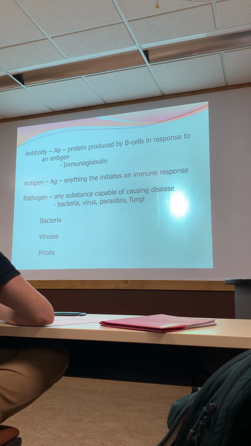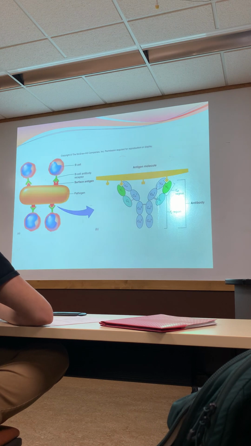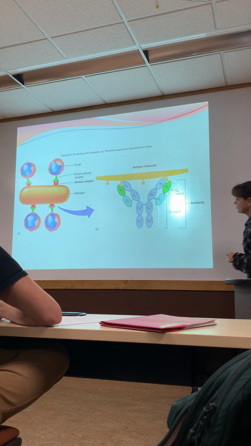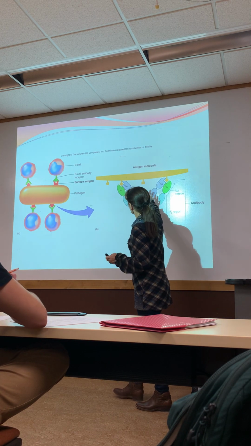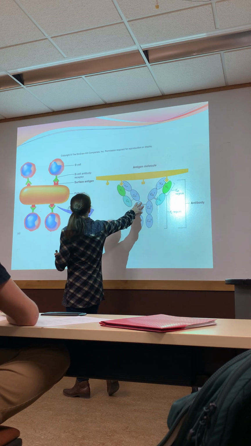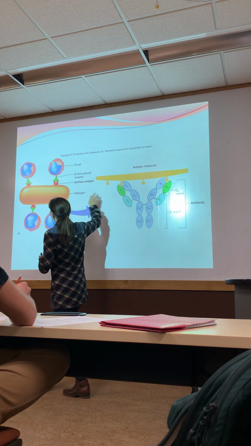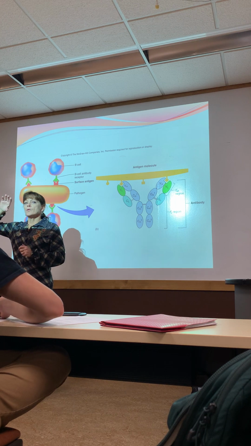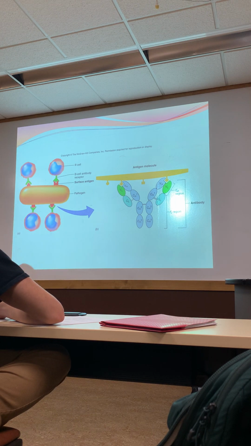All right, so those are just some of the pathogens that you're going to learn about in micro. Antibodies, we're going to go back to antibodies. An antibody is a Y-shaped protein produced by one of our lymphocytes called a B cell. We'll talk about them again.